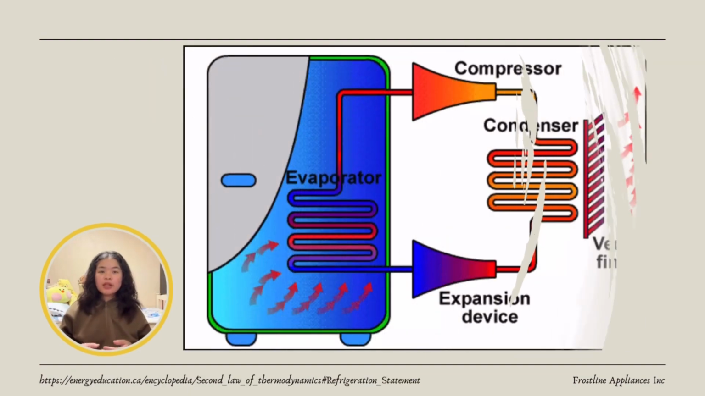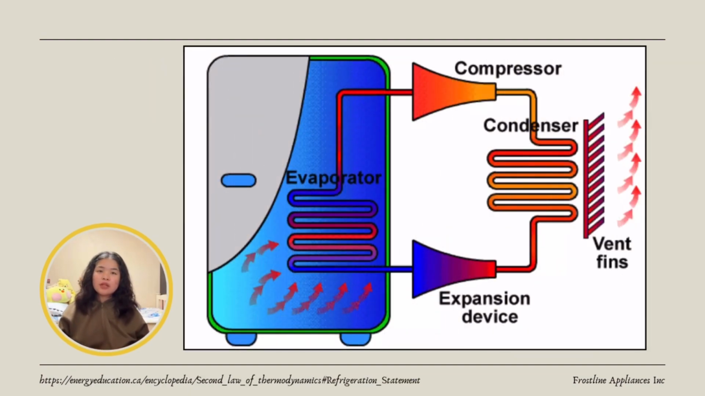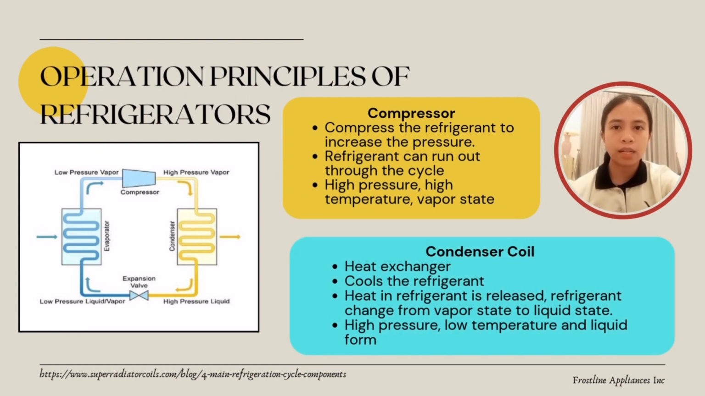To make this concept clearer, let's take a look at the diagram here, which shows the refrigerant cycle in action. We can see that the compressor works by doing external work to compress the refrigerant, causing heat to be transferred from the inside of the refrigerator to the outside, making the interior of the fridge colder. Now I will explain the operation principle of the refrigerator.